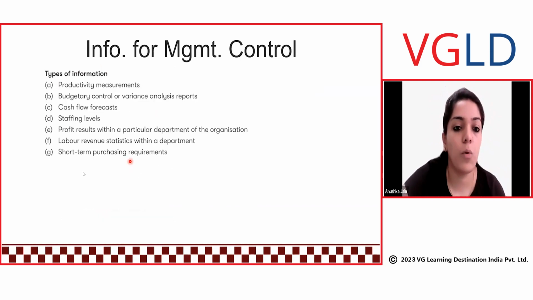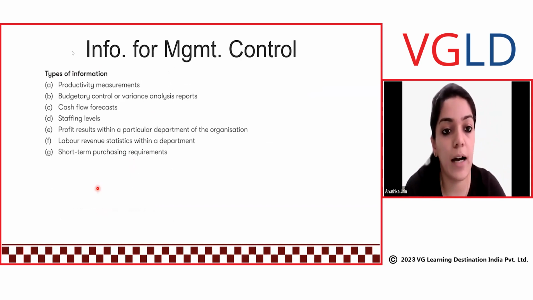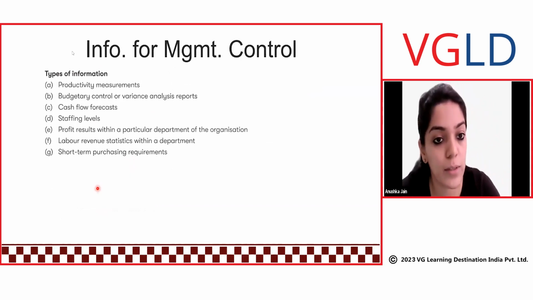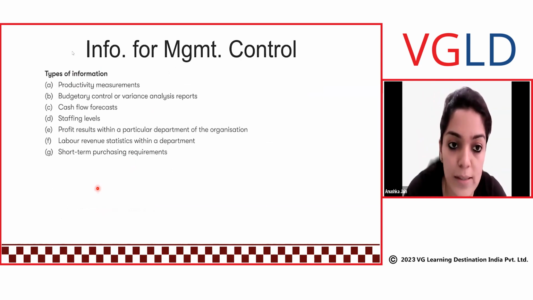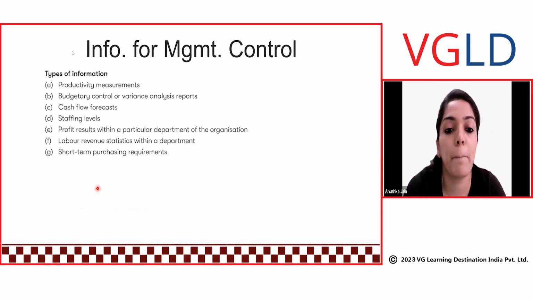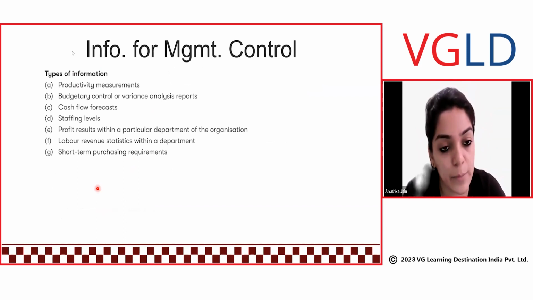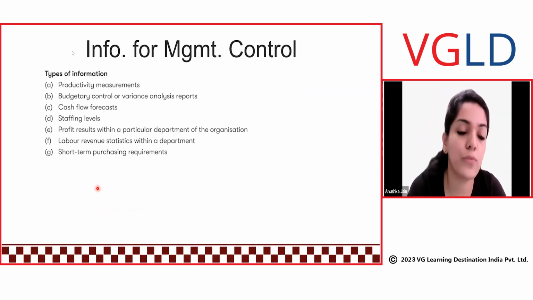Okay. What are the types of information at this level? So the types are productivity measurements. If labor are working for 10 hours, how much of the work are they getting done? What is the number of units they are producing? All of that is a productivity measure. Next, budgetary control and variance analysis reports. Both of them are a part of your syllabus.